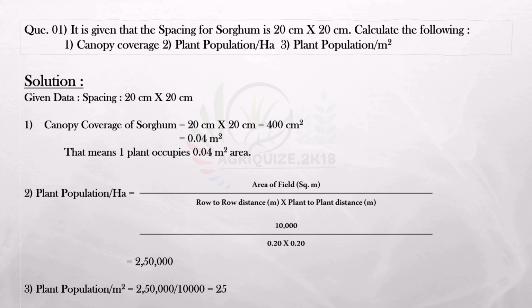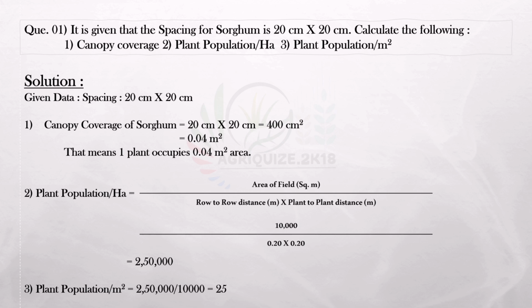Moving to the next one. Now we have to calculate plant population per hectare. The formula to calculate plant population per hectare is area of field in square meter divided by given spacing. Also note that spacing should be in meter, not in centimeter. Here, remember that 1 hectare means 10,000 square meter. And putting the given spacing in the formula, by solving the equation, we get our answer, that is 250,000 plants per hectare. So, plant population per hectare is 250,000.